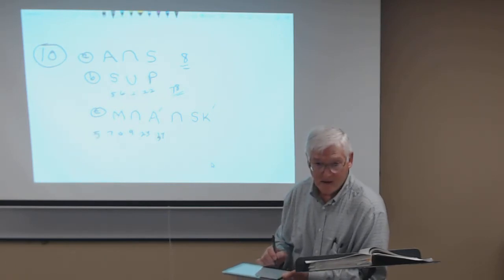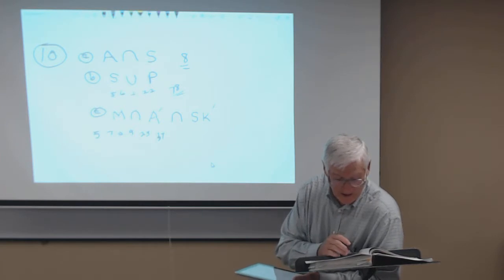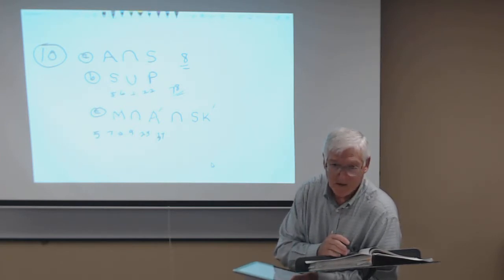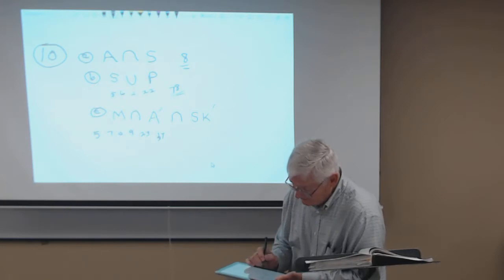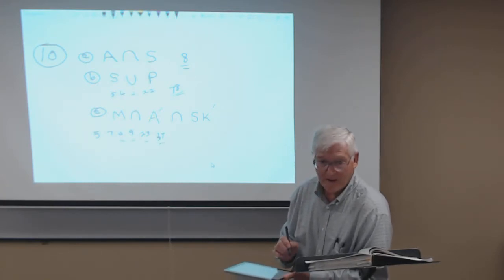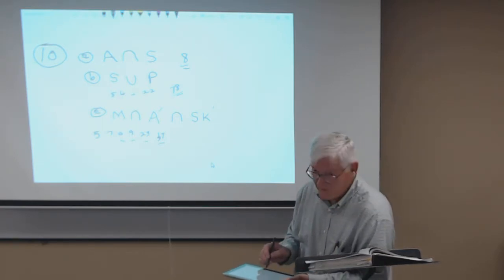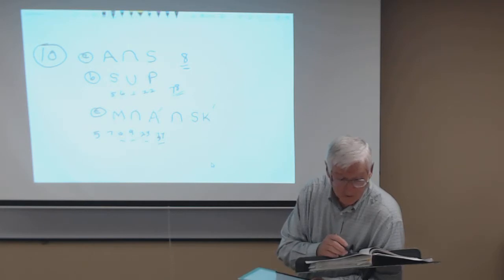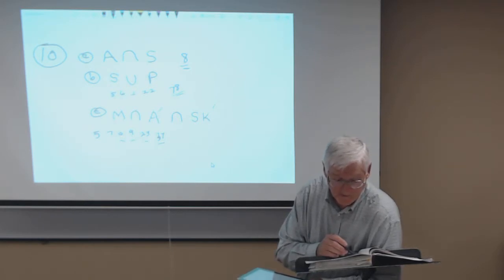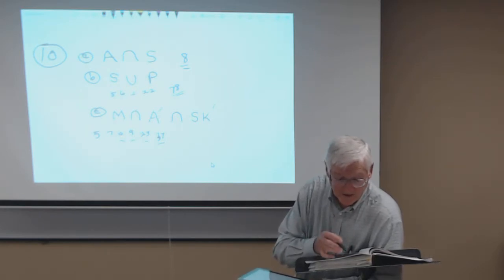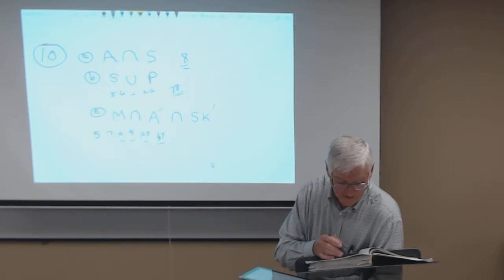Right? But do they want the intersection with A or the complement of A? So the complement of A would be all of these, 0, 9, 23, and 37. You follow that? And where do the ones we've underlined intersect with what? Where does it intersect with SK? Where does M intersect with SK?